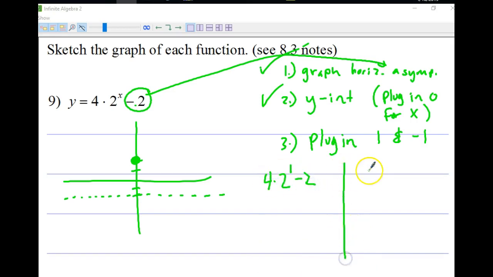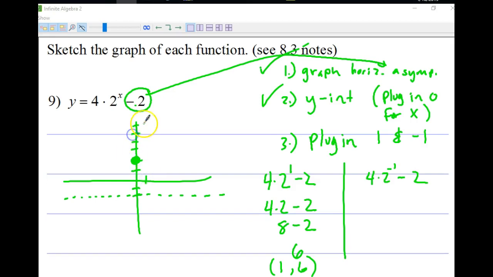That's 1 we'll do, and then we'll also plug in negative 1. All right, 2 to the first power is 2. 4 times 2 is 8. 8 take away 2 is 6. So when I plugged in 1, I got 6. So there's another point: 1 and 6. 2, 3, 4, 5, 6. So it's going to be up here somewhere.